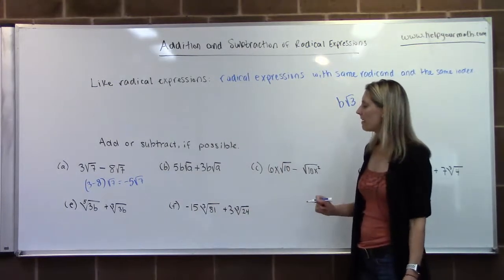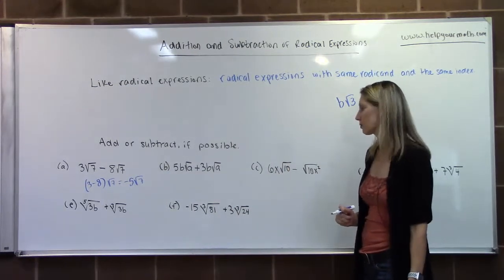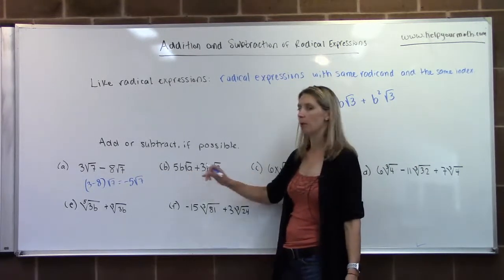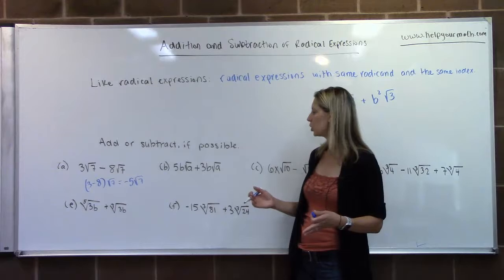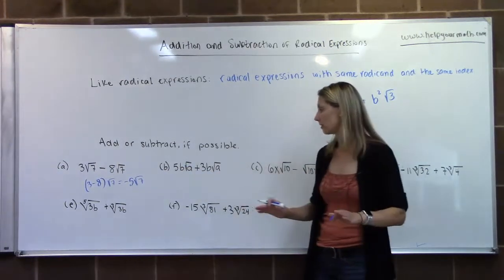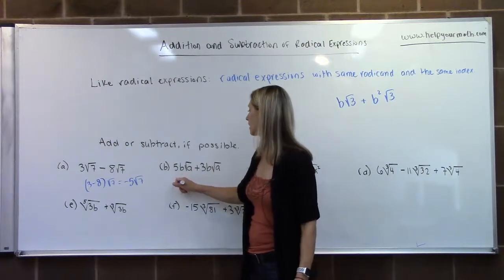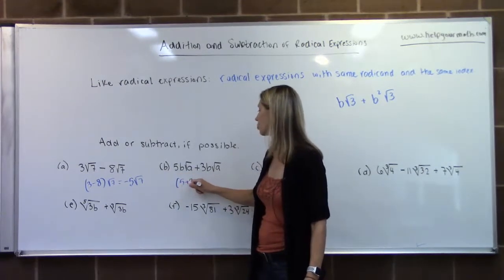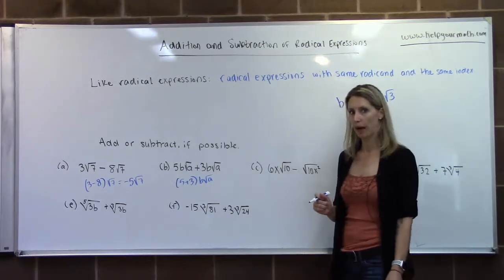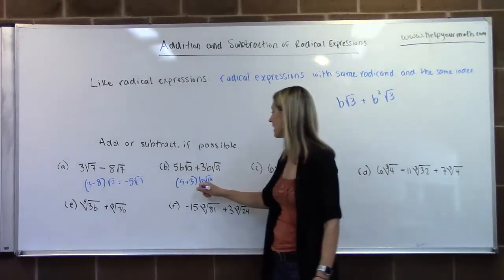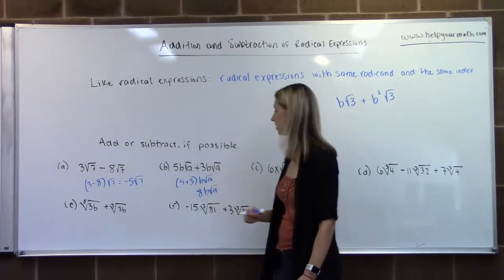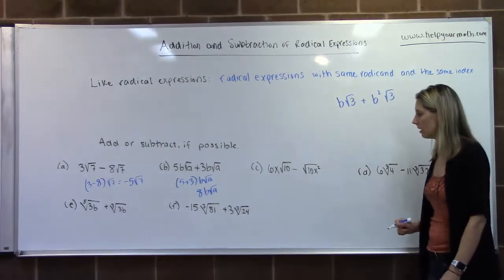Next in letter B, we have 5b radical A plus 3b radical A. So they are like radical expressions because they both have a radicand of A and an index of 2. And we can also combine them because we have a b and a b, so that's good. So we're looking at adding 5 plus 3, and then the variable part and the radical part would be b radical A. Well, 5 plus 3 is 8, so we have 8b radical A as our final answer for letter B.